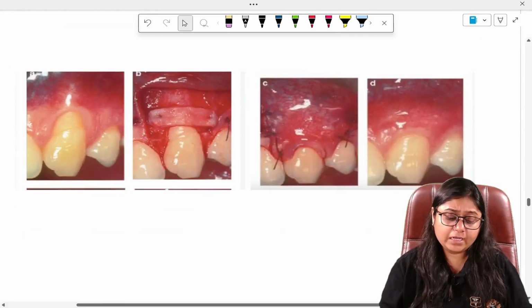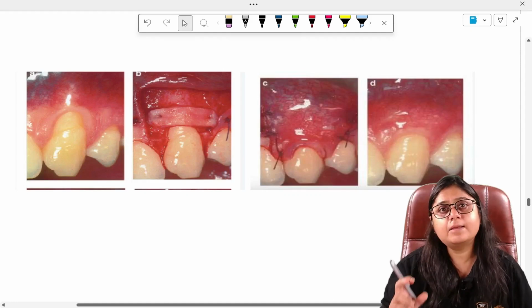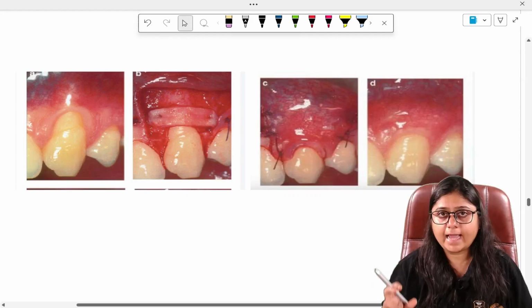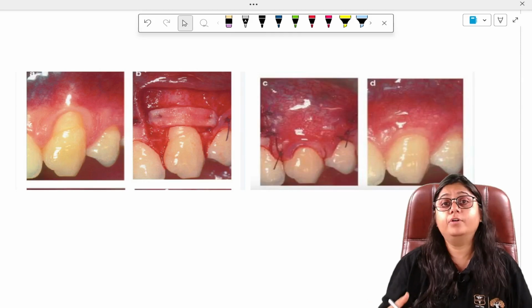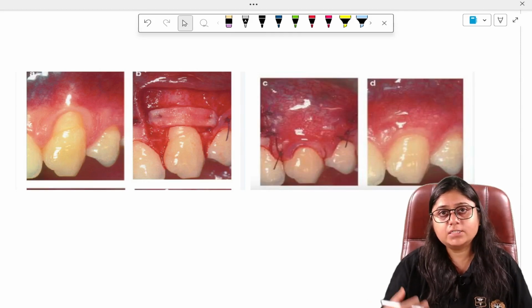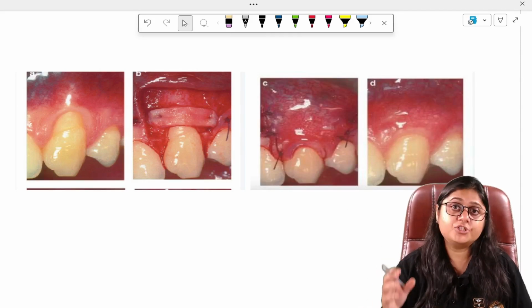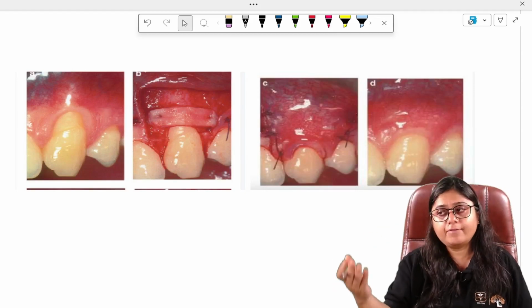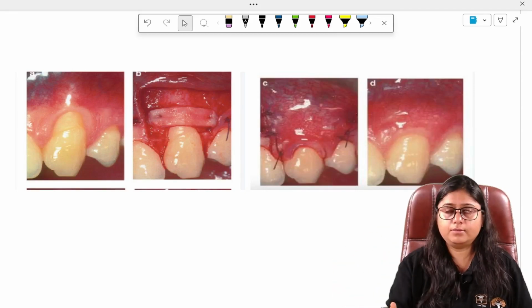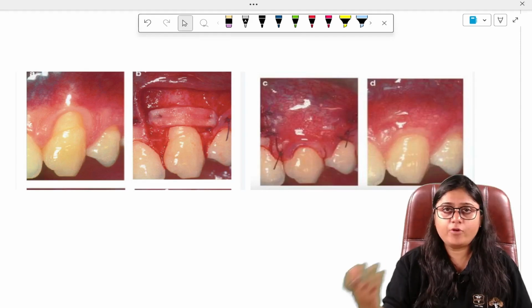So in the bilaminar technique, if there is sufficient width of attached gingiva, we can take a coronally displaced flap. If there is no sufficient width of attached gingiva, but on the lateral tooth there is sufficient attached gingiva and sufficient thickness of the gingiva, we can take a partial thickness flap from the adjacent tooth.